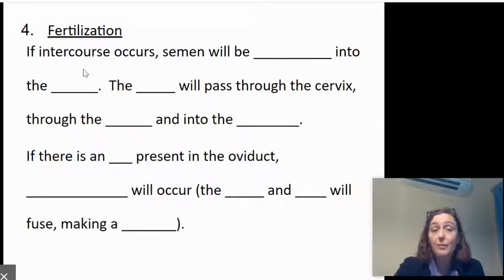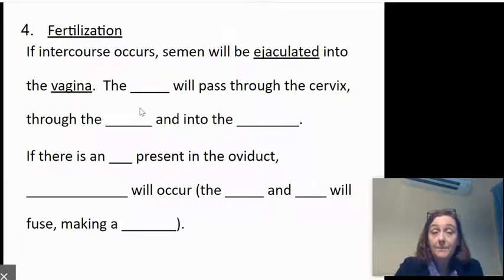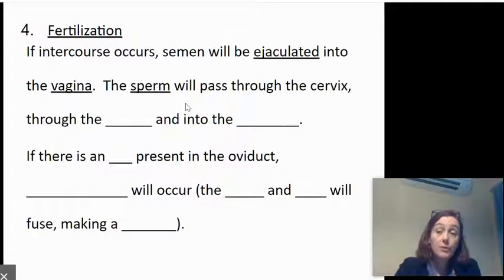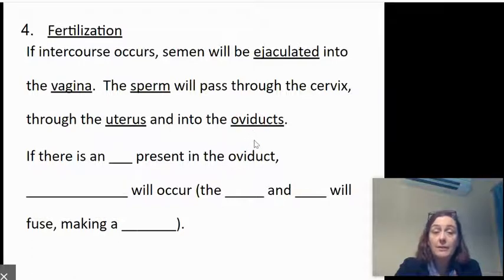Right? If there's intercourse, semen will be ejaculated out of the man and into the vagina, and the sperm will pass up through the vagina, through the cervix, which is the little hole at the bottom of the uterus, through the uterus, and then up into the oviduct.